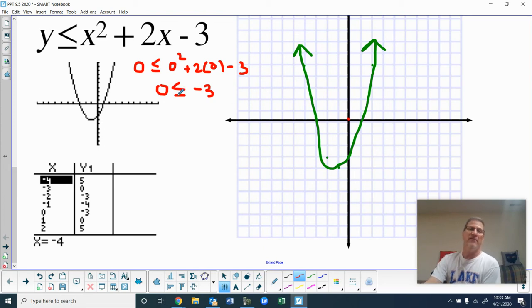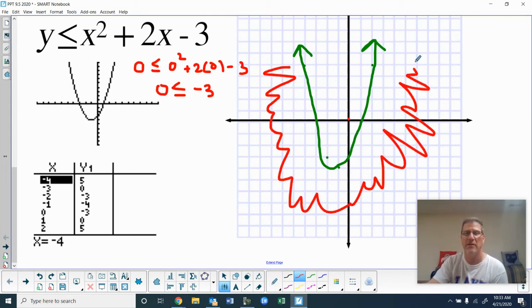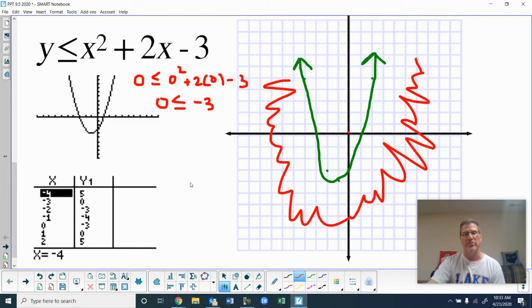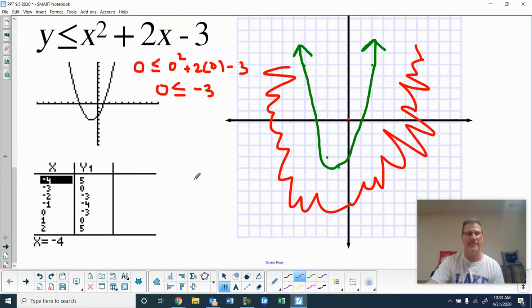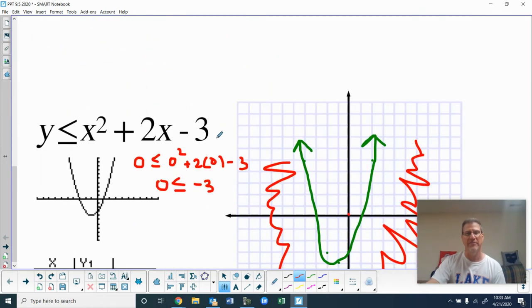0 is not less than or equal to -3. It's actually bigger. So that didn't work. So we've got to go like we did before, outside. So it'd be all these points outside the parabola would work. Any of those I would pick would work in that inequality. Anything in here, like the (0, 0), would not work. So again, another picture of all the solutions to that inequality. Okay? So just a quick review on how to graph inequalities and shade.